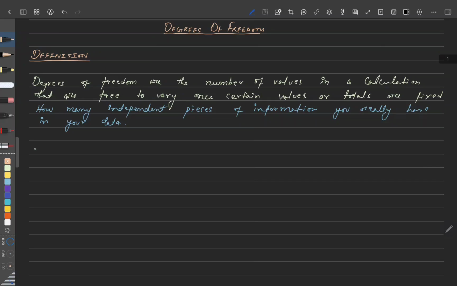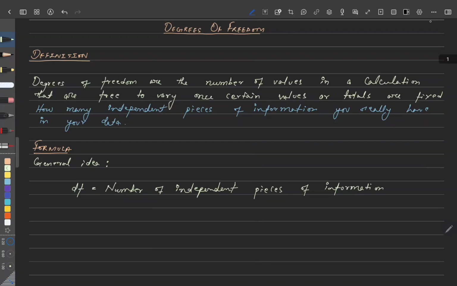So let us see the formula first. The general idea is that degrees of freedom, commonly denoted as df, are nothing but the number of independent pieces of information for one variable with categories.